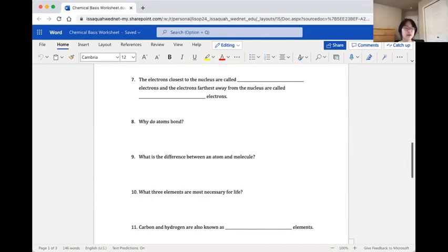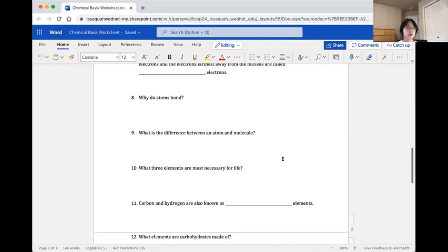Yeah, so you actually did not need to say the last two elements for the proteins and the nucleic acids. All you needed to know was that carbon, oxygen, and hydrogen are the three elements most necessary for life here on Earth. Like I said before, that's why they're known as organic elements, because they make up basically everything in life. And I kind of gave away the answer for number 11. Carbon and hydrogen are known as organic elements.